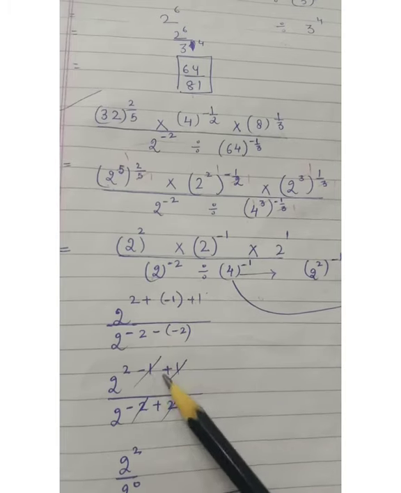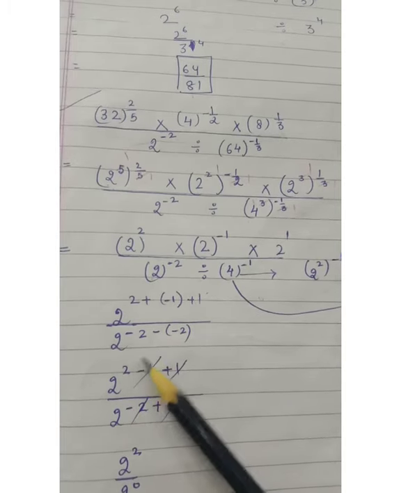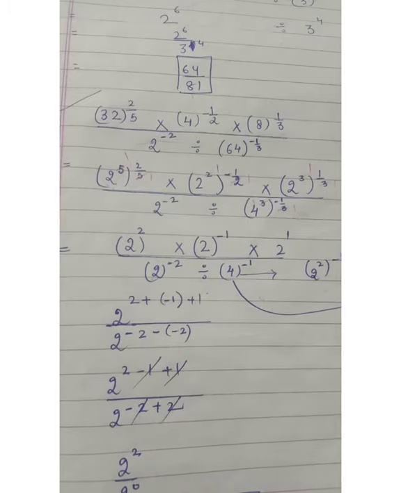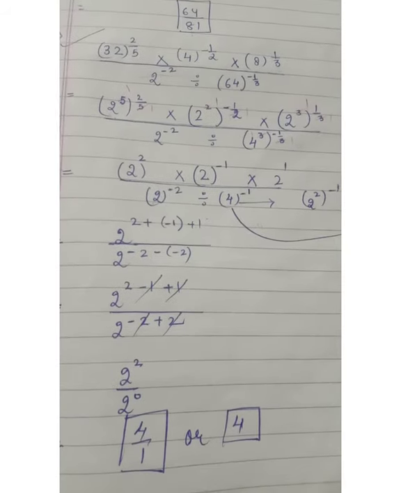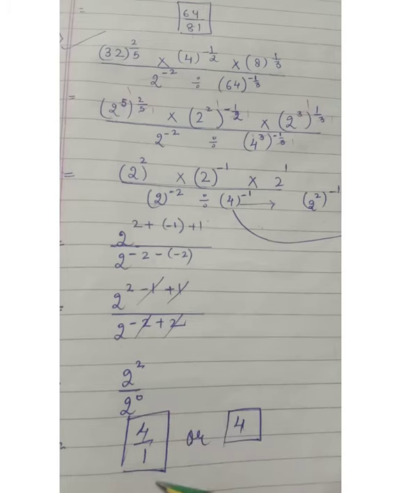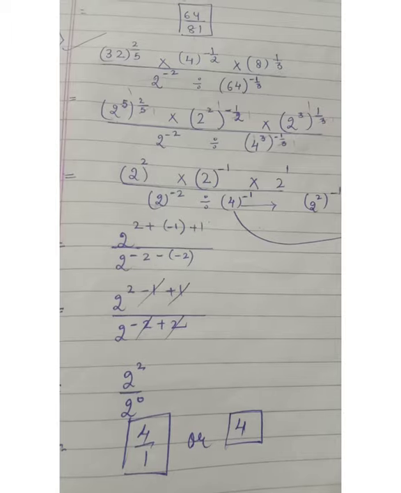So plus 1 and minus 1 can get directly cut, we are left with 2 to the power 2, and in denominator this is minus 2 and minus minus is plus 2. So minus 2 and plus 2 gets cut, we are left with 2 to the power 0. Now 2 power 2 becomes 4, and any base to the power 0 is 1. So finally your answer is 4. You can write it as 4 upon 1, or you can write it as only 4.